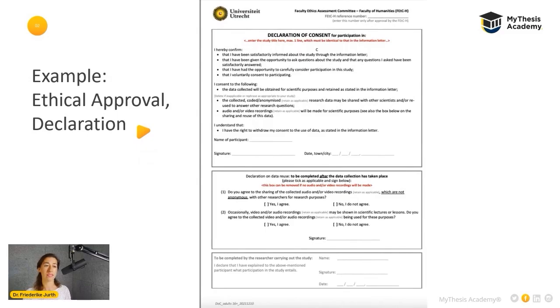So then in addition, you have the declaration of consent for the participant. This is a document which also can serve as a template for you. And here you can see that the participant needs to sign the form, and you can see all the details which he or she needs to know in advance and also to confirm.